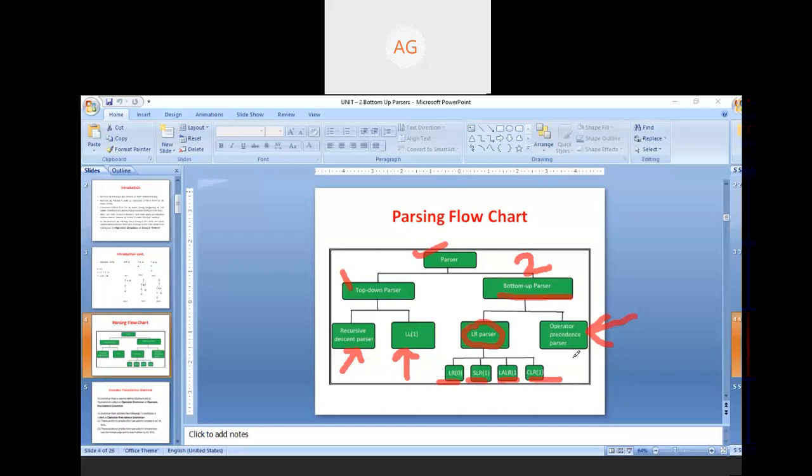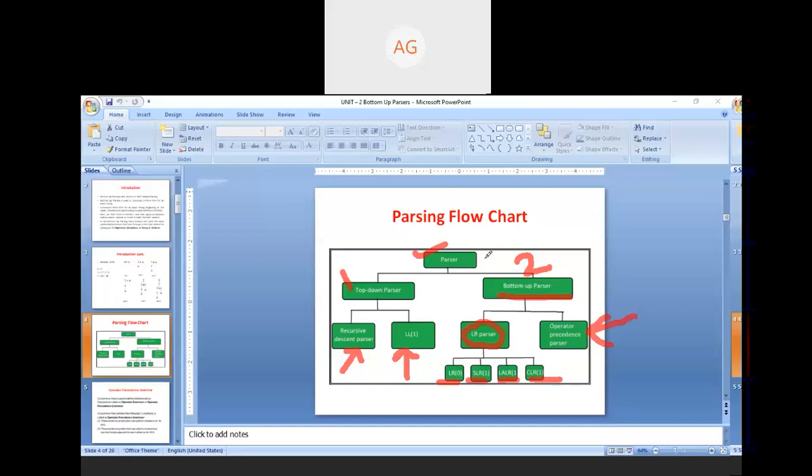So as the LR parser is very lengthy, we can study the LR parser later on, after we study the operator precedence parser. So in today's class, we are going to start the operator precedence parser. Basically, just remember this diagram, because this diagram is very important from the theory point of view, and as far as your visualization is concerned related to the parsers.